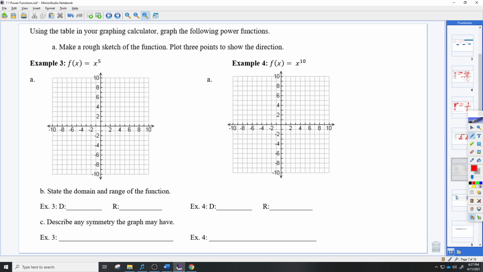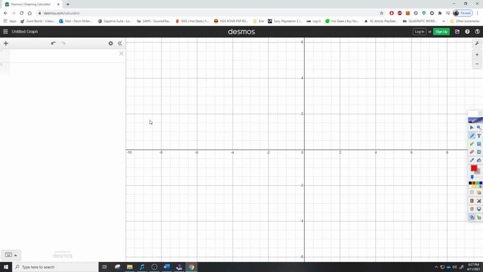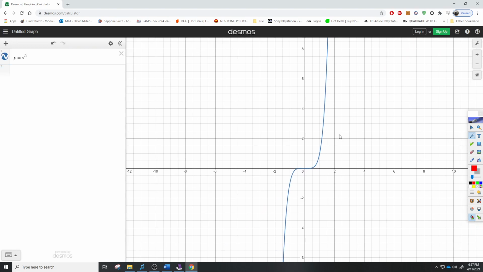We're almost done. All right, using the table in your calculator, graph the following power functions, make a rough sketch of the function, and plot 3 points to show the direction. Okay, so I'll put this in Desmos to show you what it looks like, x to the fifth, but you should already know what it looks like. It's going to have that S shape on it. So let's put it in Desmos. That's desmos.com/calculator. y equals x to the fifth power. So that's what it looks like.